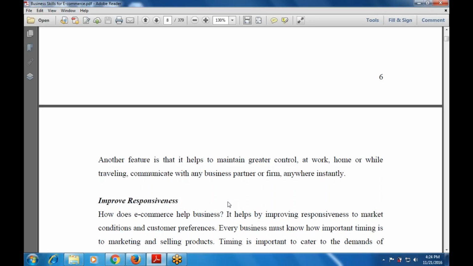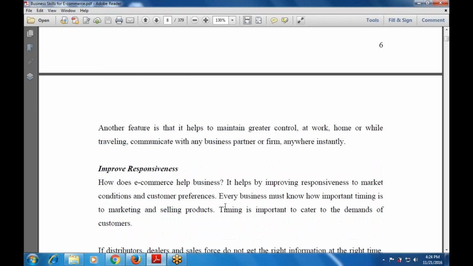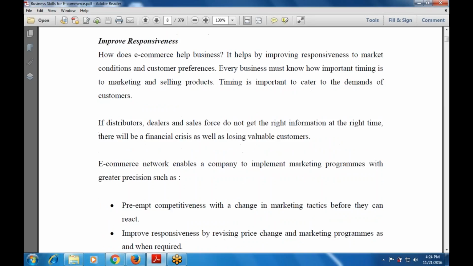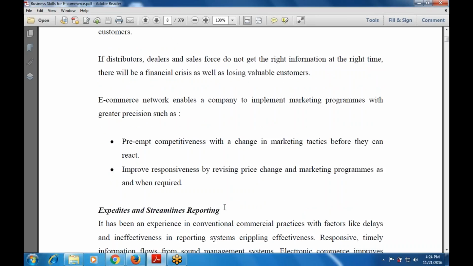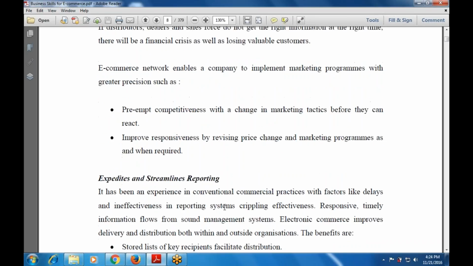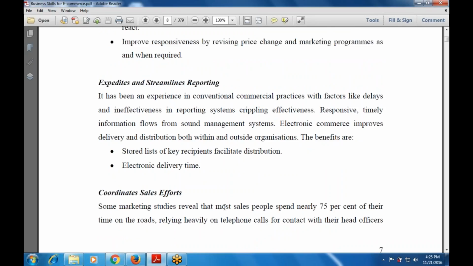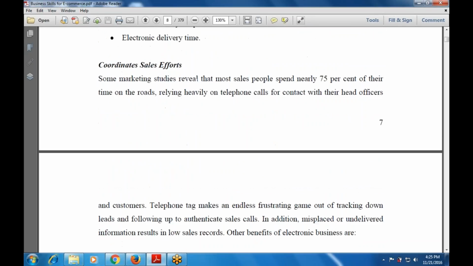For example, if I submit cash, the response is not at the same time, but in the case of e-commerce, every response is immediate, and every business has to give importance to timing in marketing and selling products to cater to the demands of customers. This also enables a company to implement marketing programs with greater precision, such as preempting competitors and improving responsiveness by revising price changes and meeting programs. Then it streamlines reporting and coordinates sales efforts.